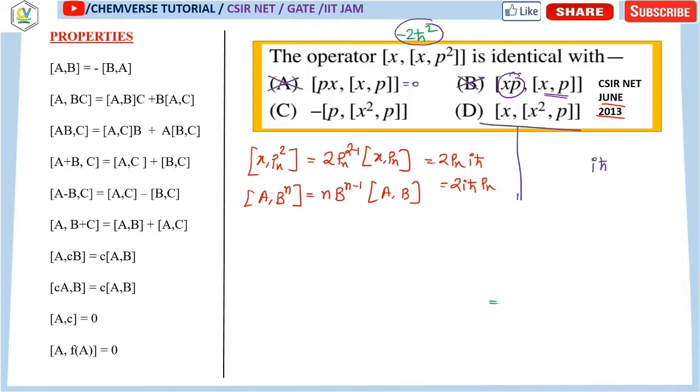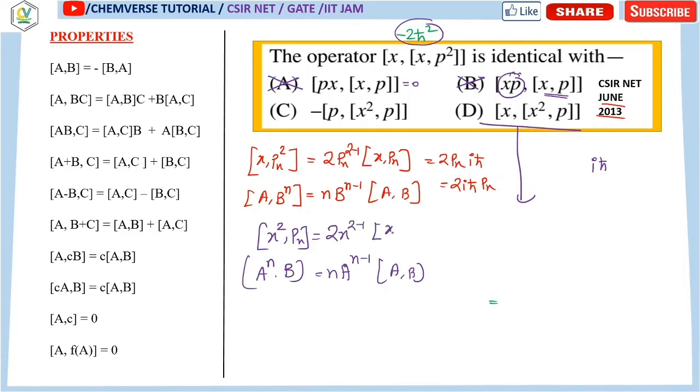Now let's take option number D. Over here, first determine the value of x square p. It can be written in this way: a to the power n, b can be written as n a to the power n minus 1, and then ab. So whenever you solve x square px, just take 2x to the power 2 minus 1, and now x px. Now x px has a value of i h cross, so what you can say is that it is 2x i h cross.